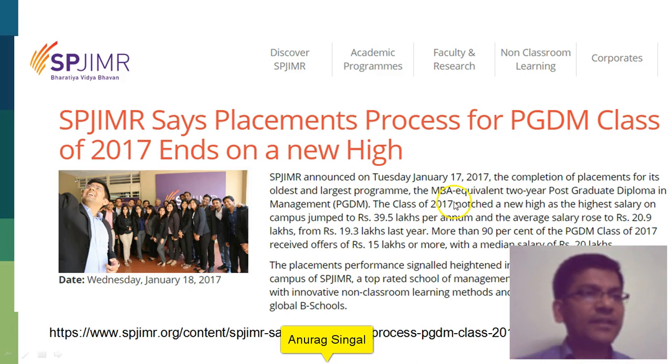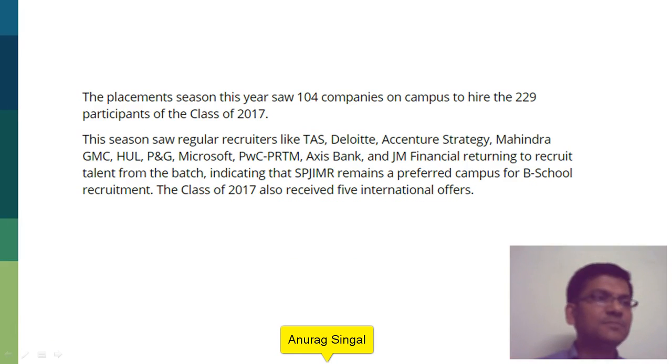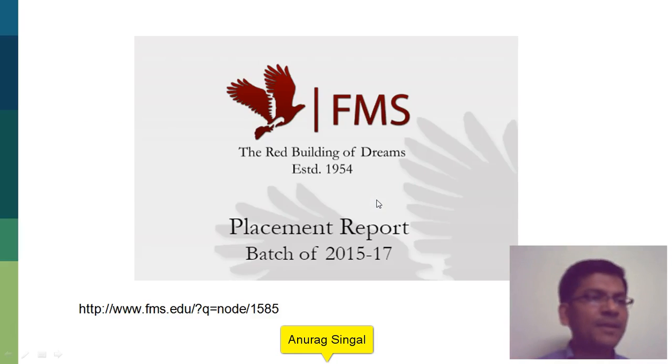SP Jain completed its 2017 program, highest salary 39.5 lakhs. B school freshers from campus, average salary rose to 20.9 lakhs. 90% received offers of 15 lakhs or more. Median salary 20 lakhs. These numbers speak for themselves. 114 companies came on campus for the 229 participants. So these people are treated as creme de la creme, and all the top-notch companies come and make a beeline.